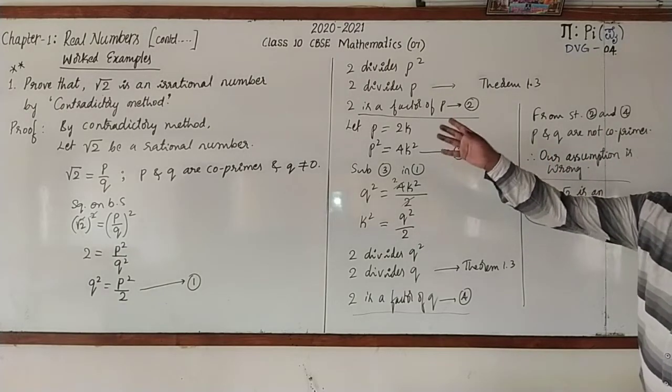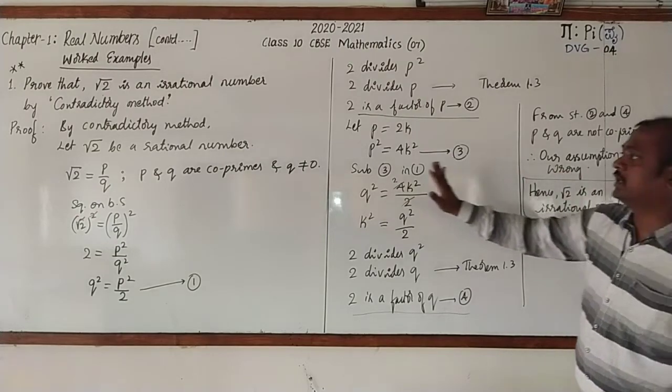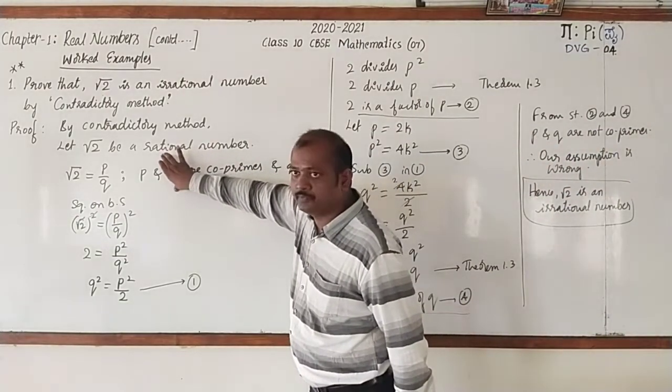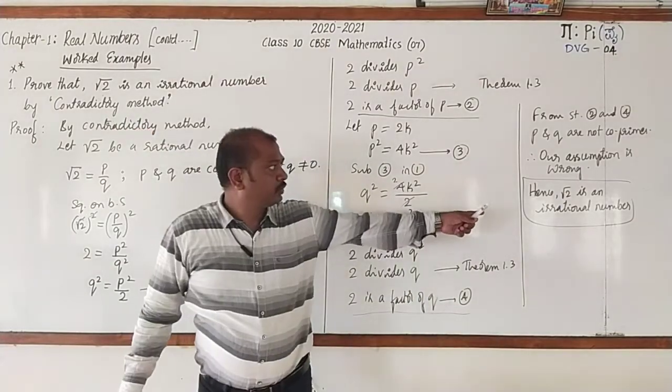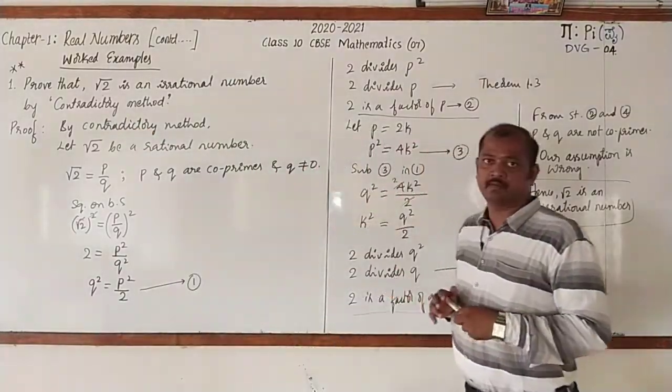We have assumed they are co-primes. Therefore, our assumption is wrong. If it is wrong, this will also be wrong. Hence, root 2 is an irrational number.